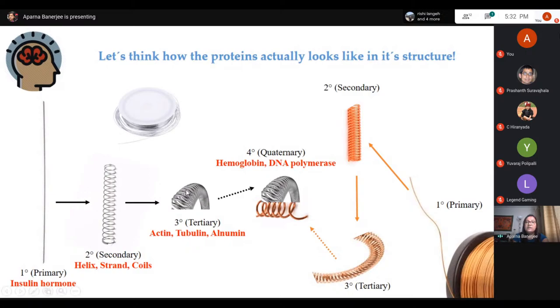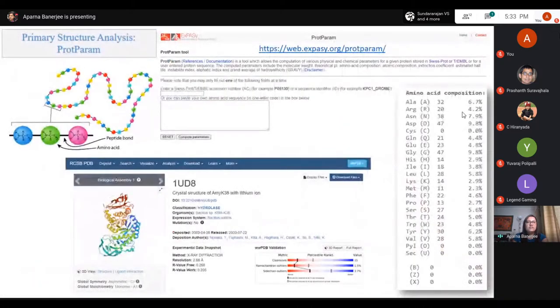And then when we mix two different tertiary structures, one with another, they become quaternary. And we know DNA polymerase and hemoglobin are different quaternary structures. So this is how, in a simple way, we can think of protein structure. But through bioinformatics, we can do a lot of things.